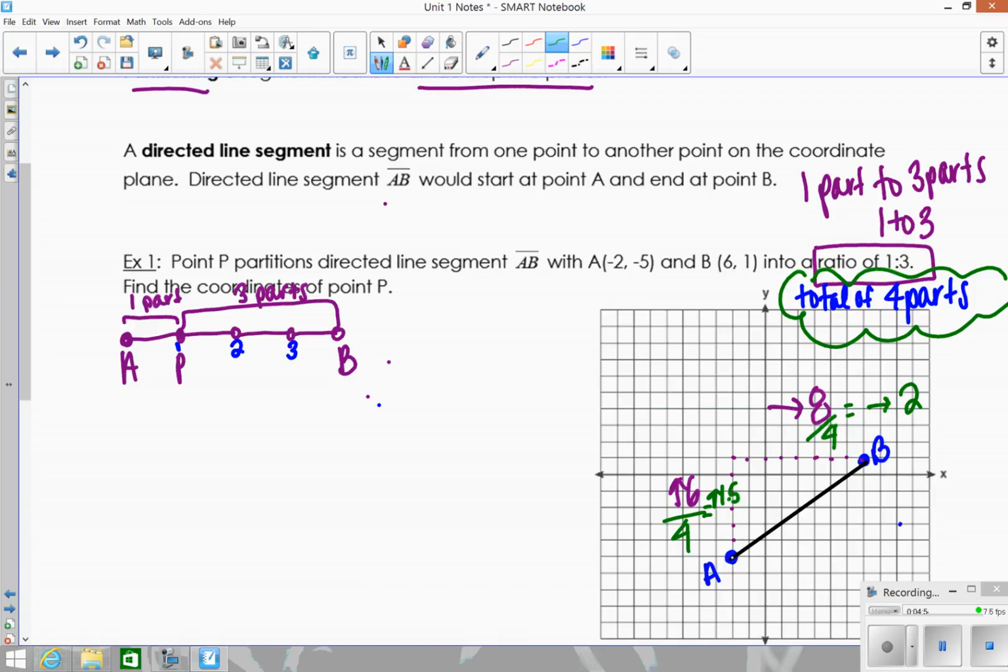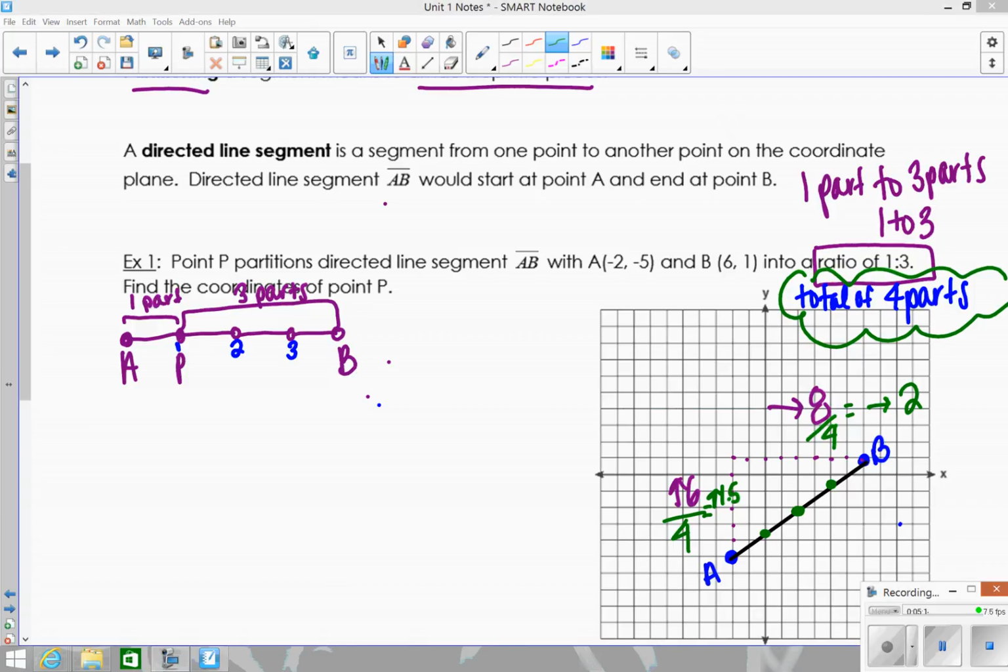So going up 1.5 and then over 2. Then I'm going to go up 1.5, over 2, up 1.5, over 2, up 1.5, over 2. I should end up back at B.